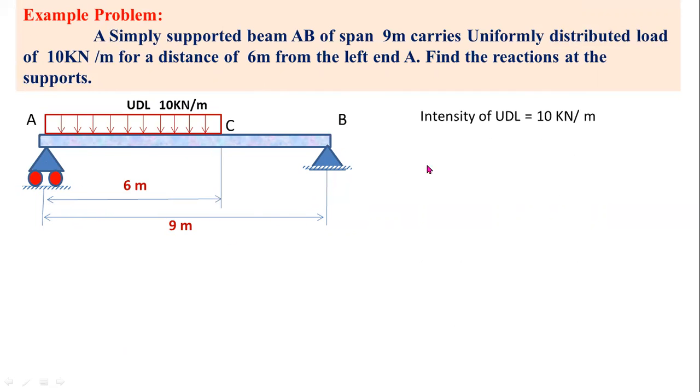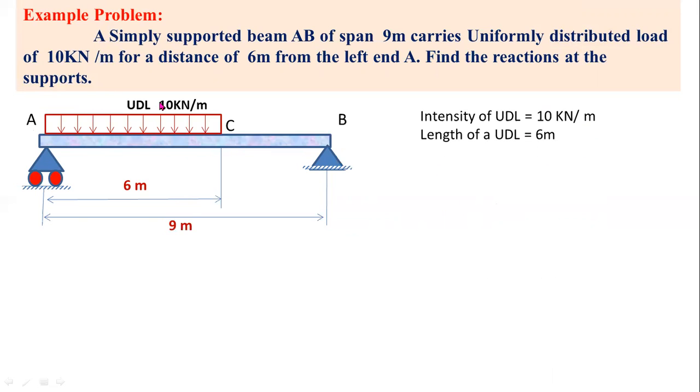So let's consider the intensity of UDL equal to 10 kilonewton per meter. For each 1 meter length, you have to consider 10 kilonewtons of load. That means intensity. Here the length of the UDL is AC. AC equals 6 meters.